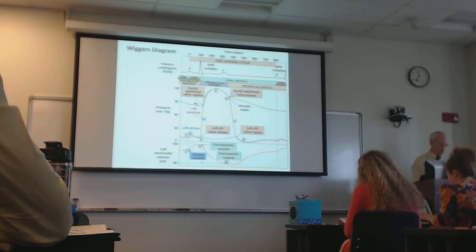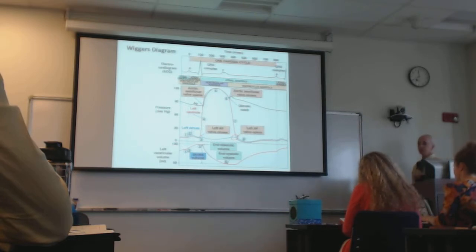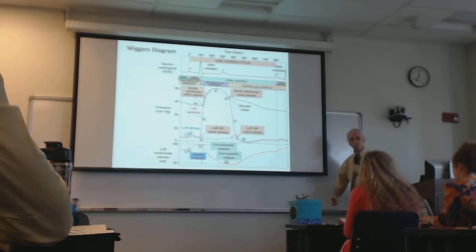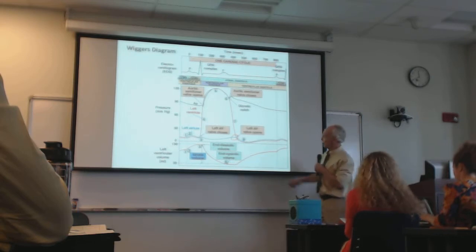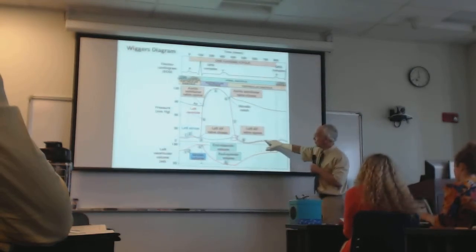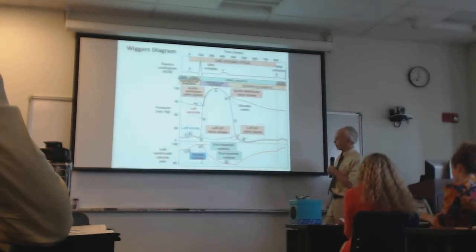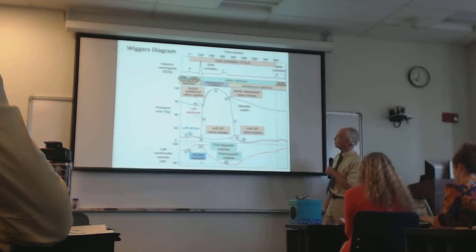And then eventually the pressure is going to drop to such a degree that it's now once again below atrial pressure. And when the AV valve opens, the blood rushes in from the atrium into the ventricle. And once again, atrial pressure in diastole is consistently greater than the pressure of the ventricle.